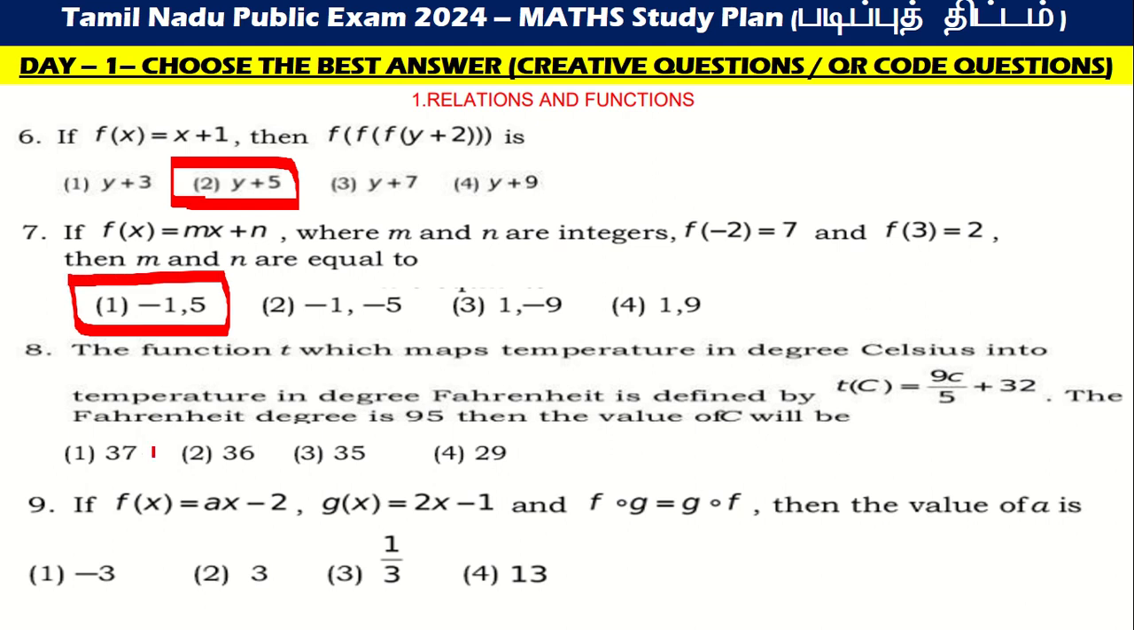Then the eighth one, the function t which maps the temperature in degree Celsius into temperature in degree Fahrenheit is defined by t of c is equal to 9c by 5 plus 32. If the Fahrenheit degree is 95, then the value of c is 35. If f of x is equal to ax minus 2, g of x is equal to 2x minus 1, and f of g equal to g of f, then the value of a is 3.